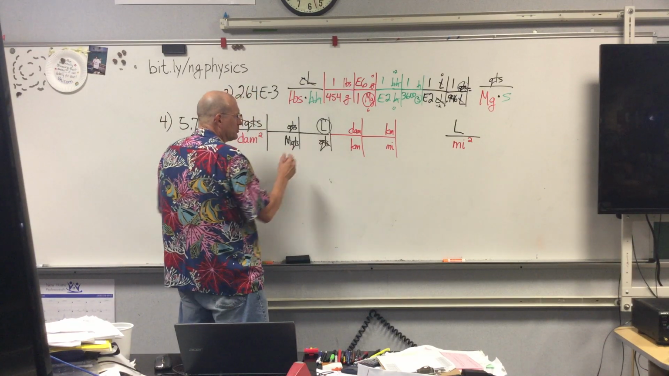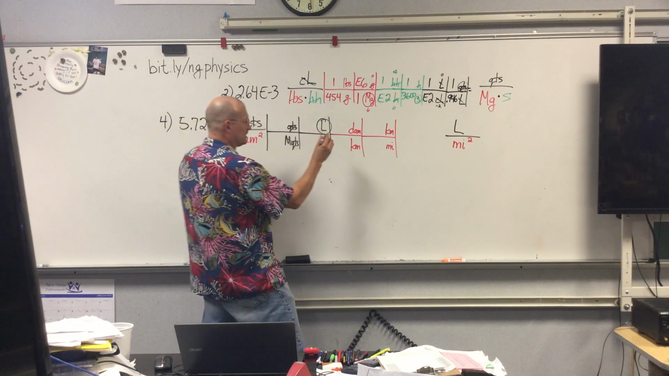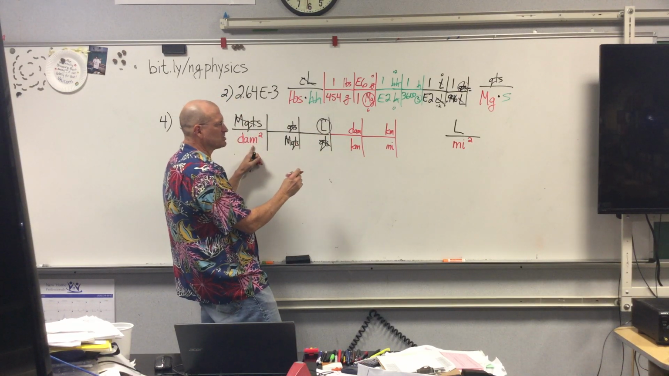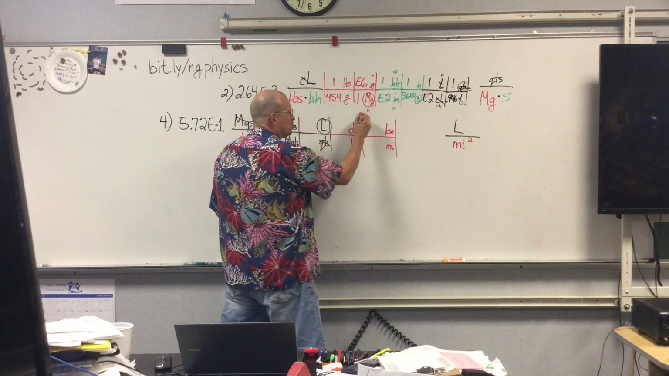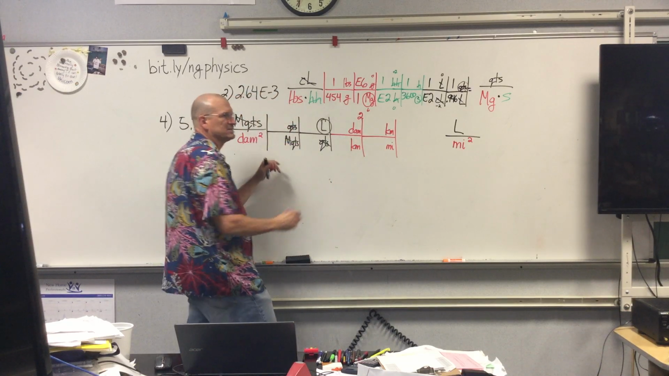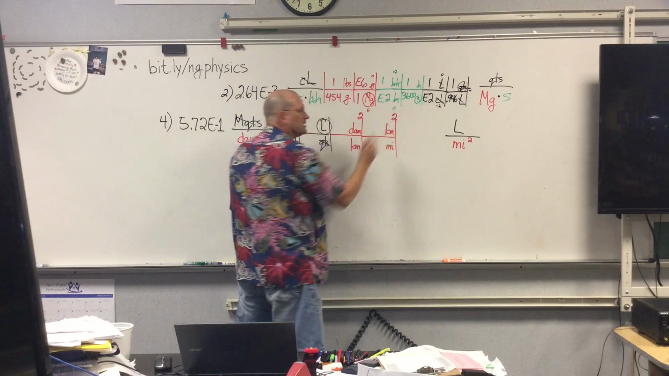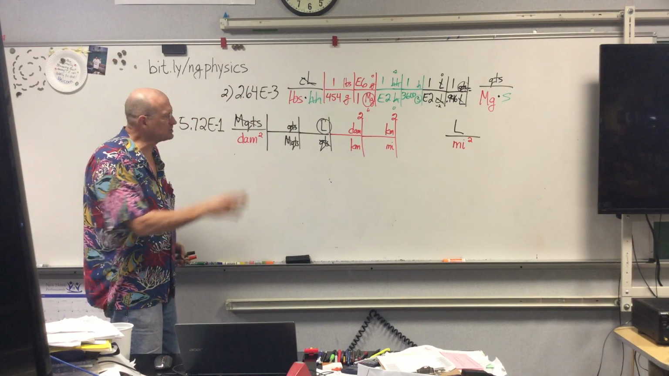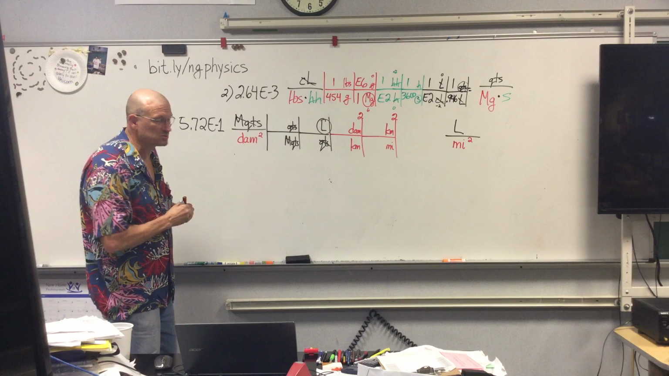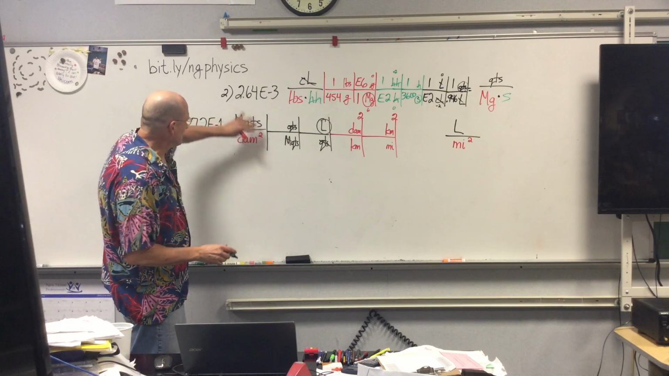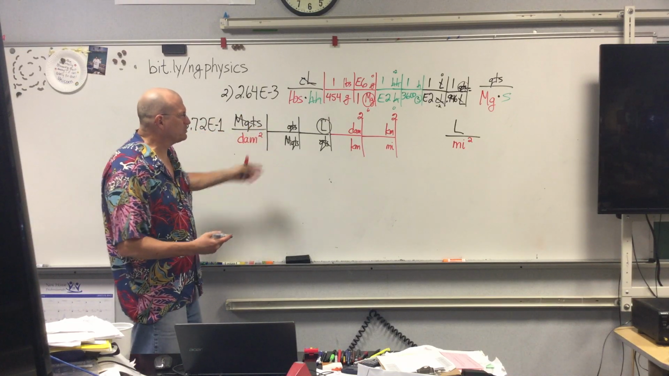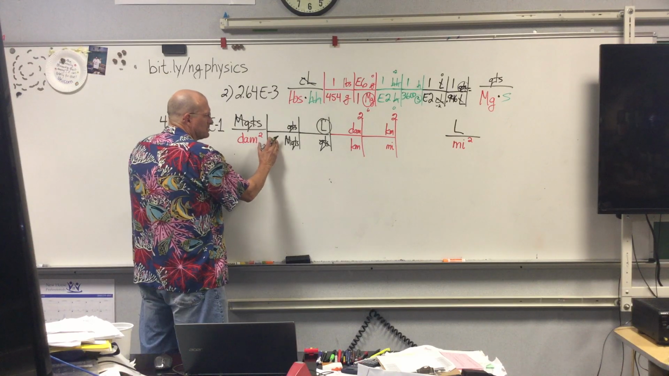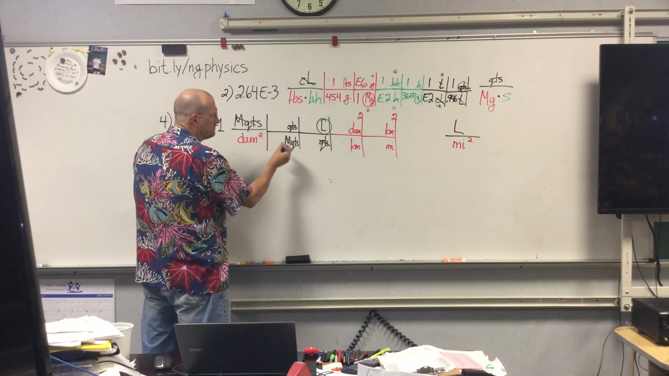Now, keep in mind here, decameter is being squared, and so this step would have to be done twice. And since this one would have to be done twice, this one would also have to be done twice. So when we go back to do the calculation, we have to keep in mind that we're going to have to do some squaring.